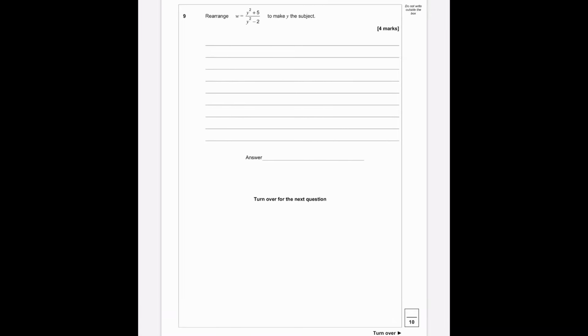Question number 9, we need to rearrange the equation to make y the subject. We can multiply both sides by the denominator, so multiply both sides by y squared minus 2. I'm going to expand the left-hand side immediately: wy squared minus 2w equals y squared plus 5.